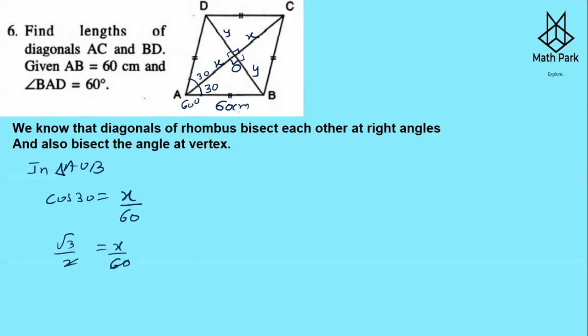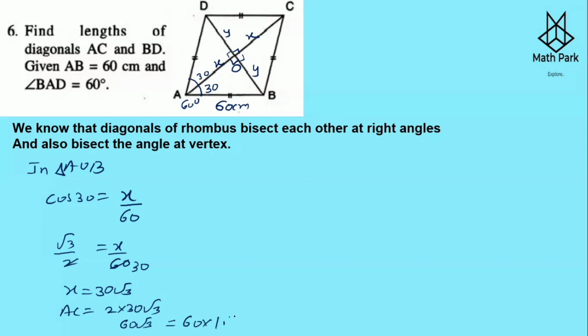So 2 into 30 is 60, so this is how you get 30 comes here. You get x is equal to 30 root 3. We got x is equal to 30 root 3. Now x and x, this is also 30 root 3. So the length of diagonal AC is equal to 2 times 30 root 3, which is 60 root 3. Put the value of root 3 as 1.732.